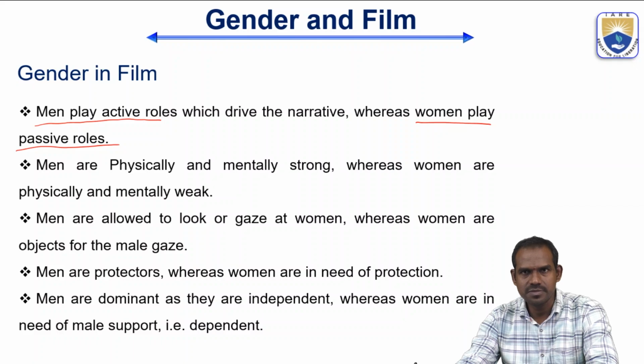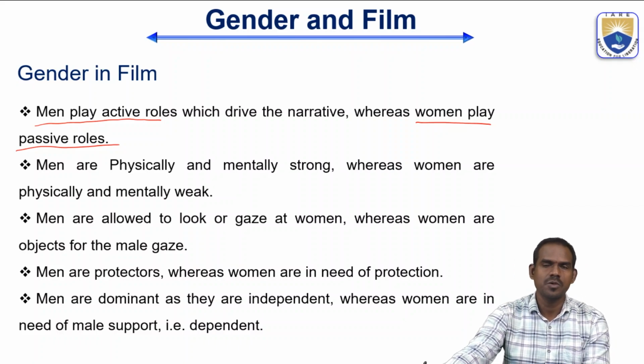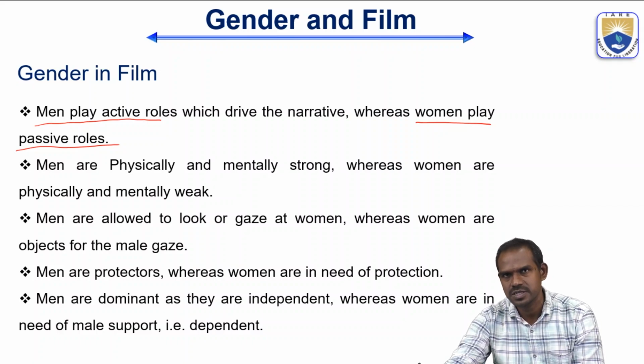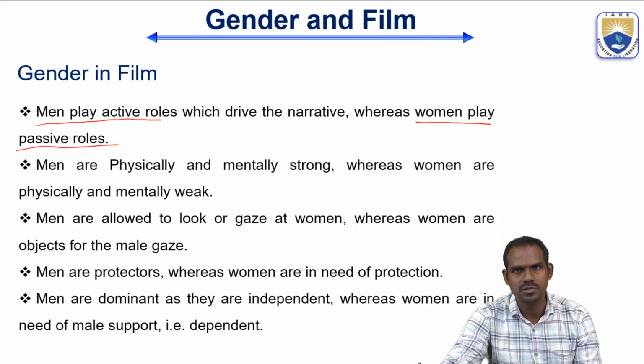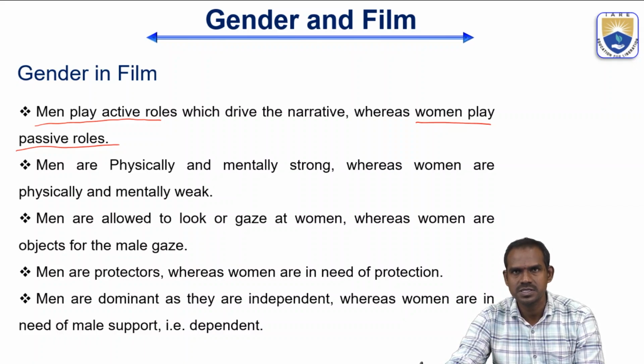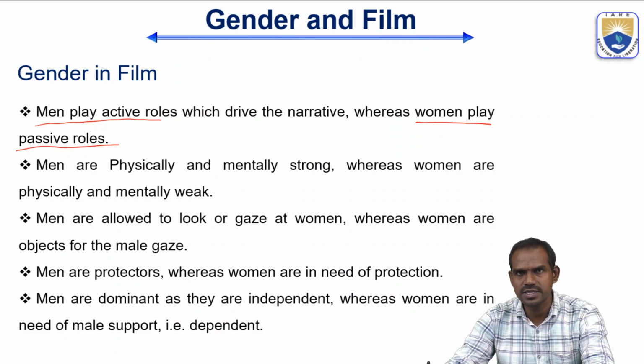And men are dominant because they are independent, whereas women are in need of male support. That is, they are dependent. So whenever independence is there, they will be dominant. Whenever dependence is there, they will be less dominant. So this is the universal rule, right? This is how the characterization happens in films. So that is what gender in film is about. Now let's look at the next content.